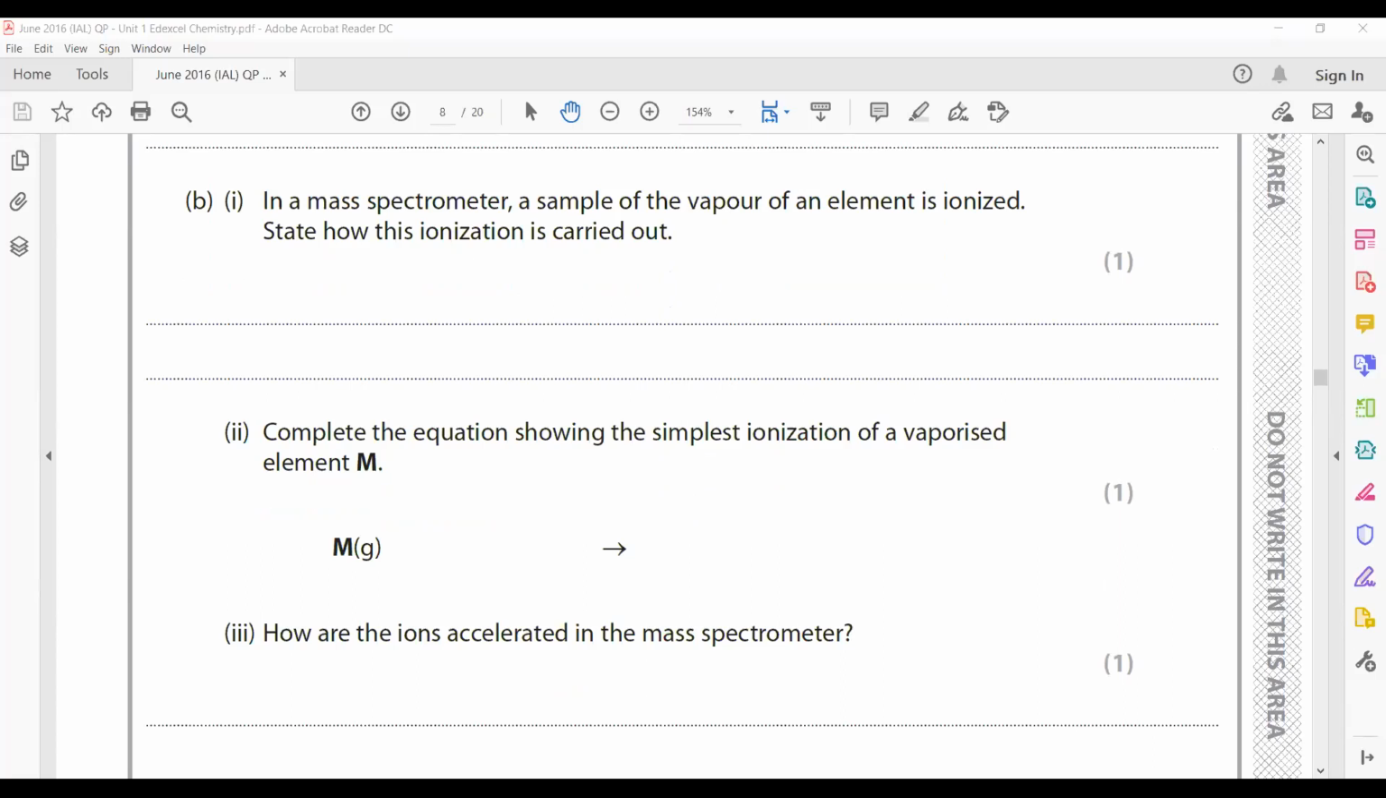Basically, we target the element by a fast moving electron. So this electron will knock out an electron from the atom of the element, which results in a formation of ion. But we just have to mention how it is done. So target the element by fast moving electron which knock out electron from the atom.